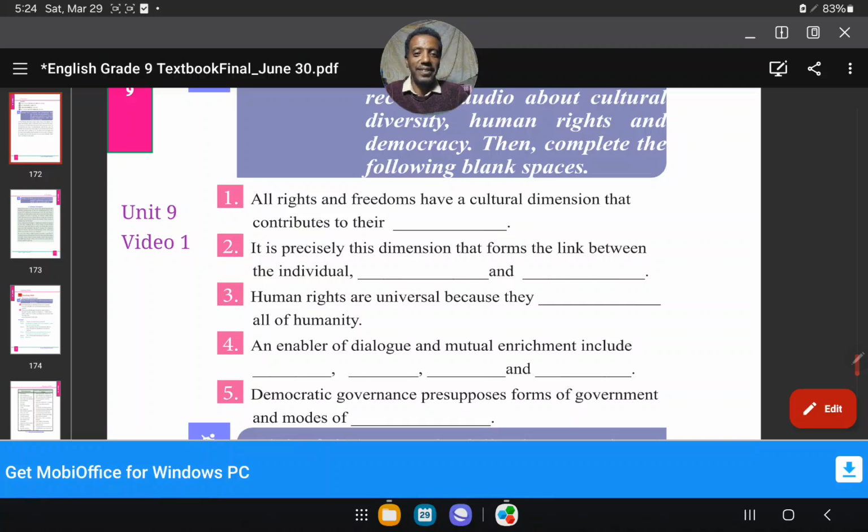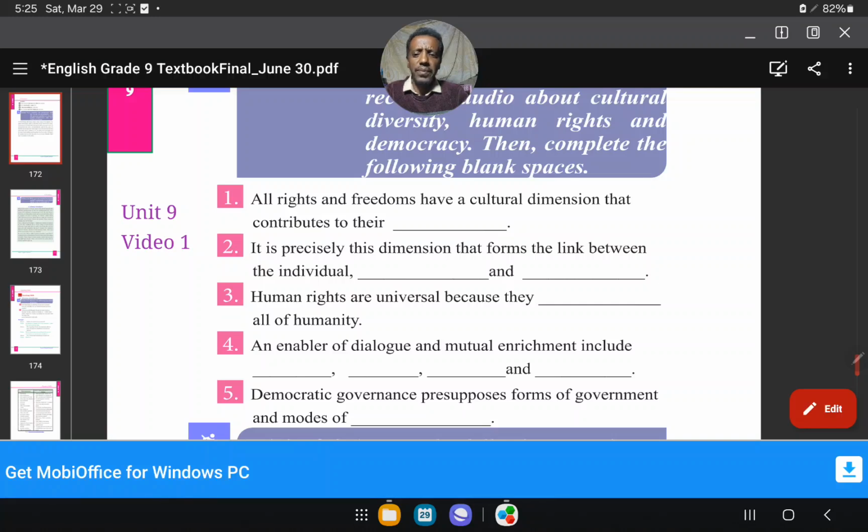Now, I hope you completed the exercise, right? By the time I finish reading the listening text, I hope you completed the 5 questions. Number 1, we have no more time, so it's better to do the questions quickly before we see the vocabulary. All rights and freedoms have cultural dimensions that contribute to their effective exercise. If you say it like that, you are right. The next one is, precisely this dimension that forms the link between the individual and the community and the group. That's the right answer, student.